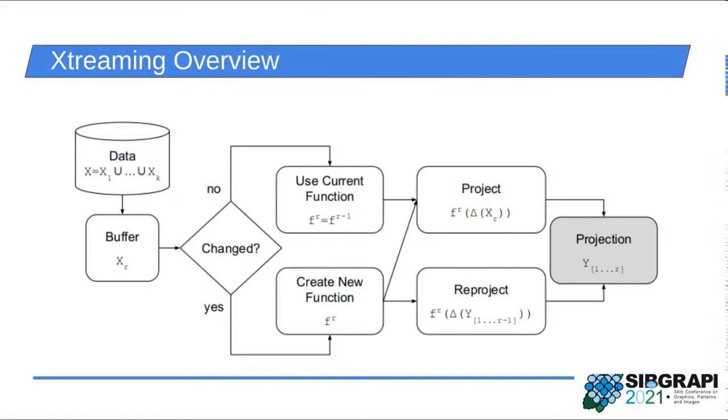In Extreming, the first buffer is used to initialize the process, resulting in the first projection function. For the next buffers, if one does not represent a change in distribution, it will be projected using the current projection function. If a change is detected, the projection function will be updated and the data is reprojected, followed by the current buffer projection. The steps are repeated while there is incoming data.